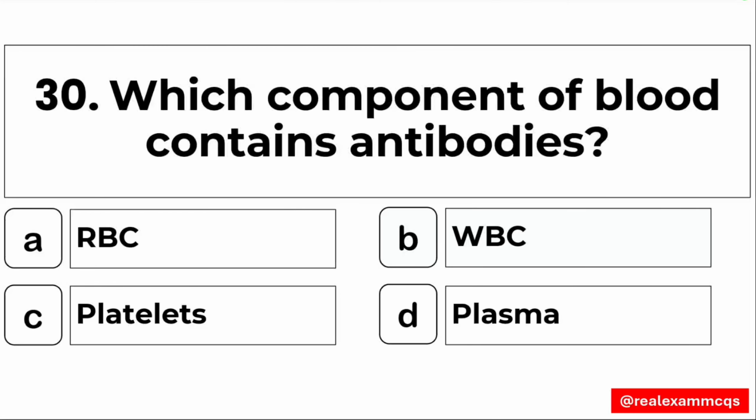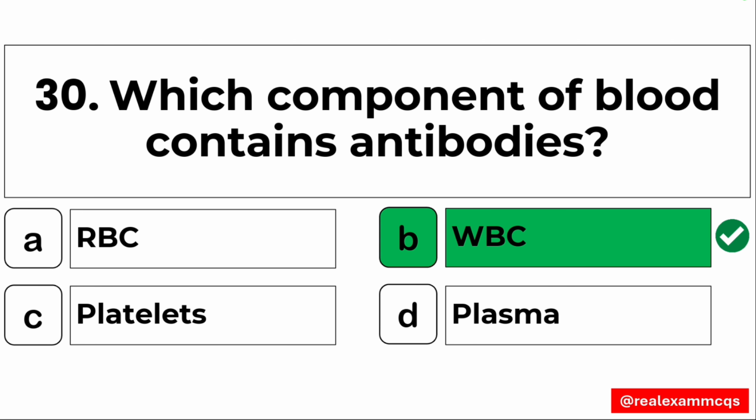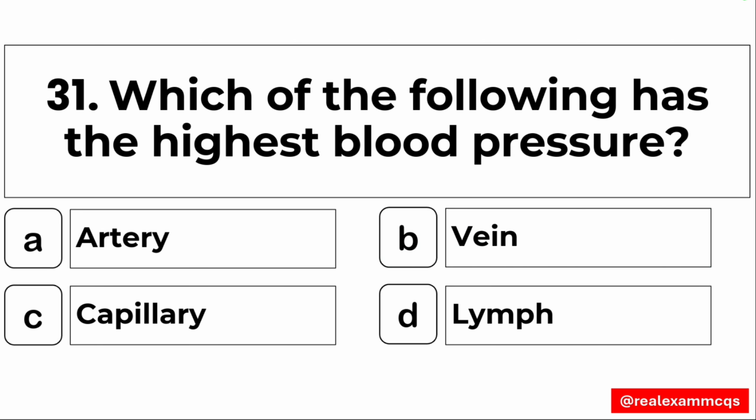30. Which component of blood contains antibodies? The white blood cells. Option number B. 31. Which of the following has the highest blood pressure? Option number A. The arteries.